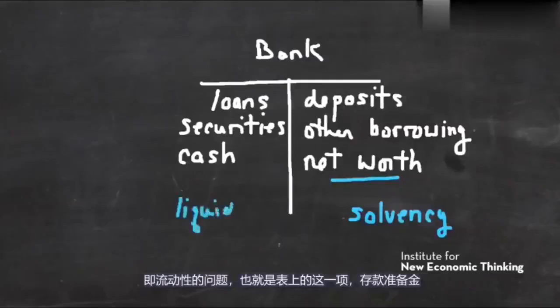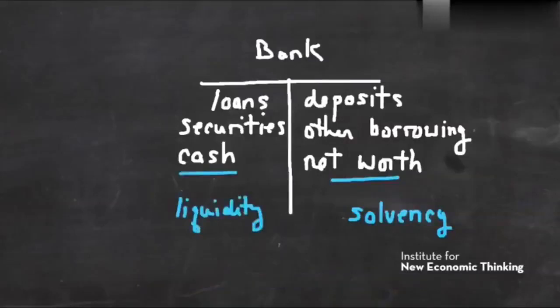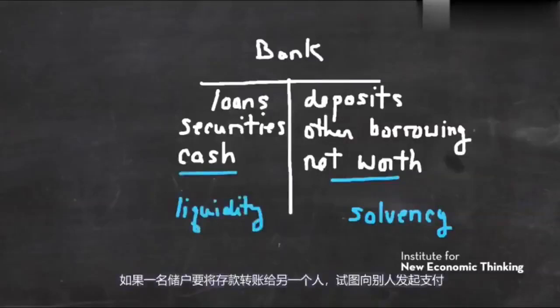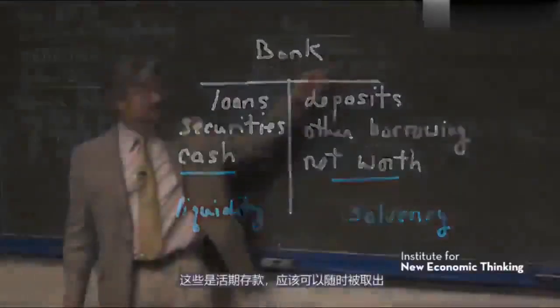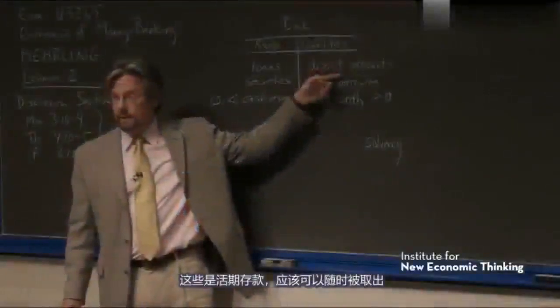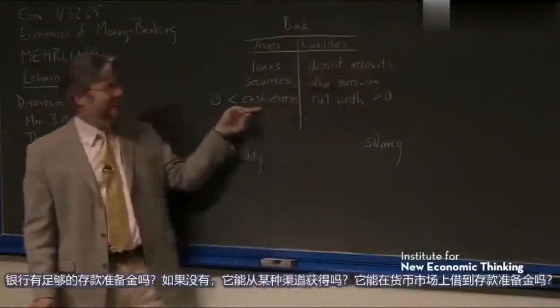Okay? And that's here, cash reserves. If a depositor transfers their deposit to somebody else, tries to make a payment to somebody else, does the bank have liquidity? Does it have cash reserves in order to make that payment? These are demand deposits. They can be withdrawn at any moment. Okay? Does it have its reserves?